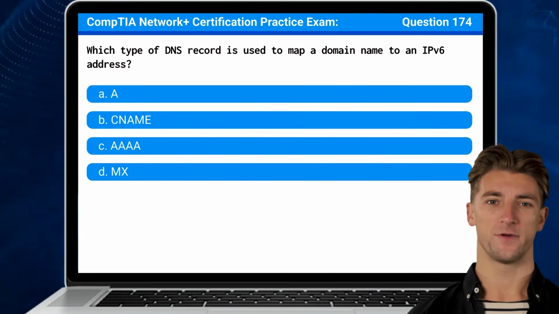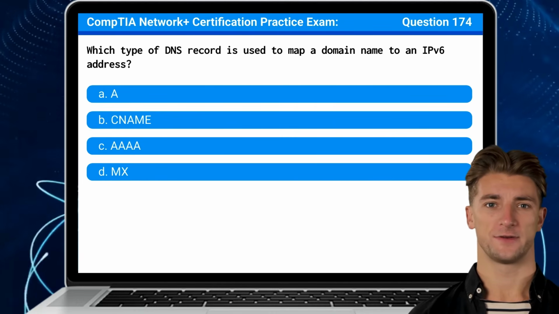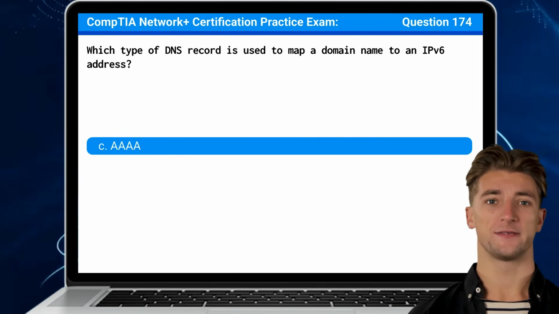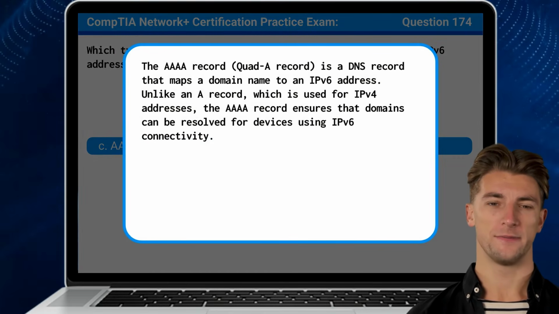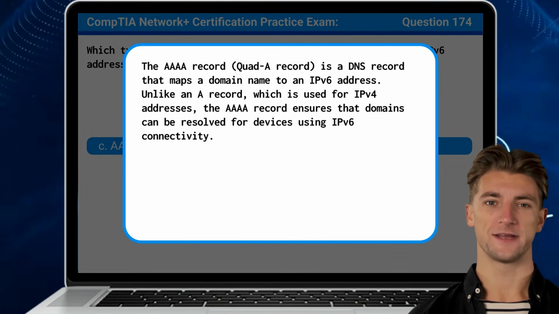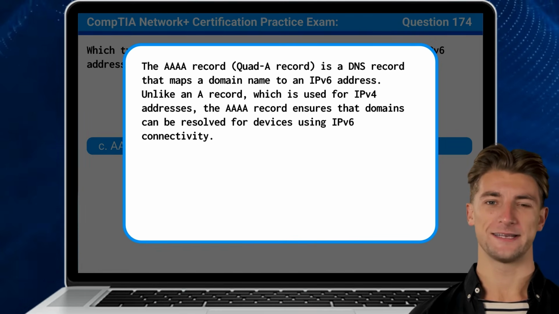Question 174. Which type of DNS record is used to map a domain name to an IPv6 address? The answer is C. Quad A record. The Quad A record is a DNS record that maps a domain name to an IPv6 address. Unlike an A record, which is used for IPv4 addresses, the Quad A record ensures that domains can be resolved for devices using IPv6 connectivity.